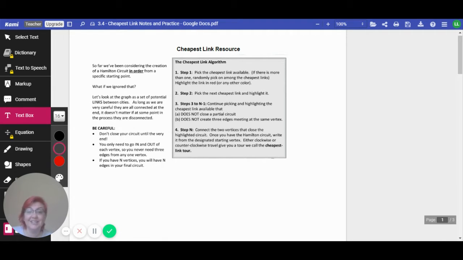Highlight that. And then keep doing that as long as you don't close a partial circuit and don't create any vertex with degree 3. Finally, we'll connect the last two vertices that will close our circuit, and we'll have a Hamilton circuit that we can write from any starting point. Either clockwise or counterclockwise travel is going to give you a cheapest link tour. Let's take a look.